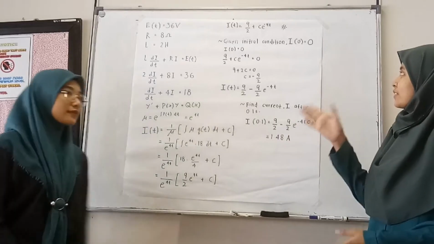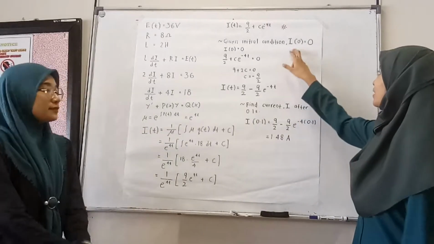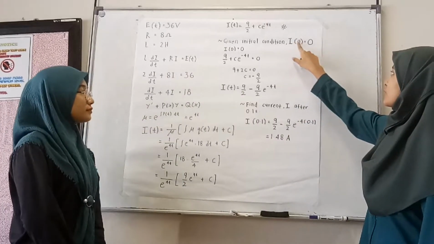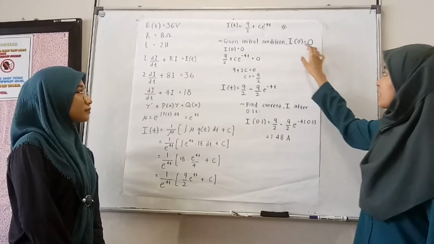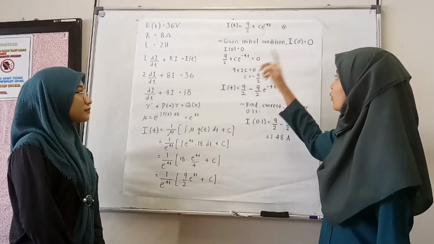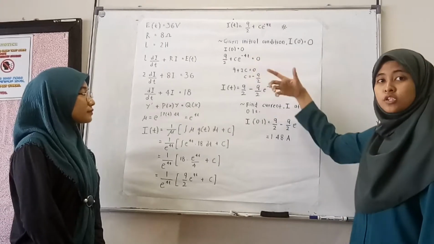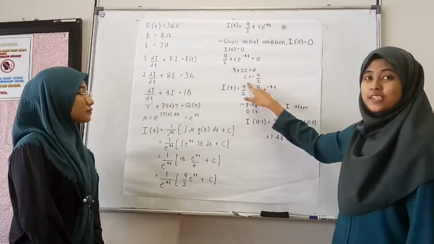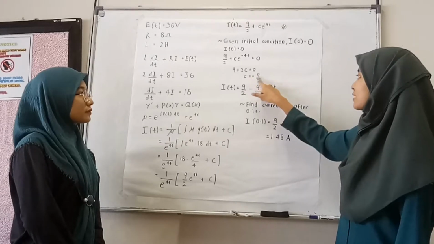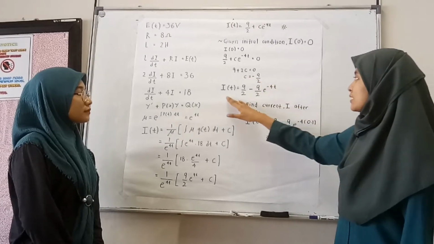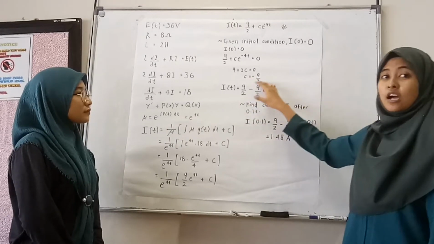Alright, now given the initial condition, we substitute I(0) equal to 0. From the equation that we got before, we substitute t equal to 0 in order to solve for the value of C. And for the value of C we get negative 9 over 2. So this is the equation that models the current.